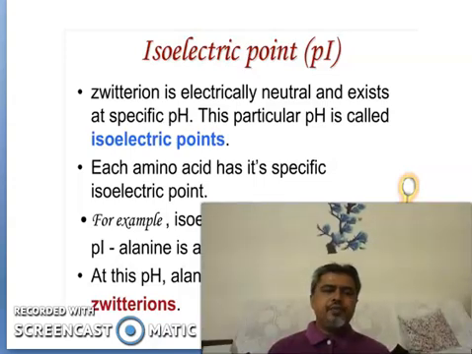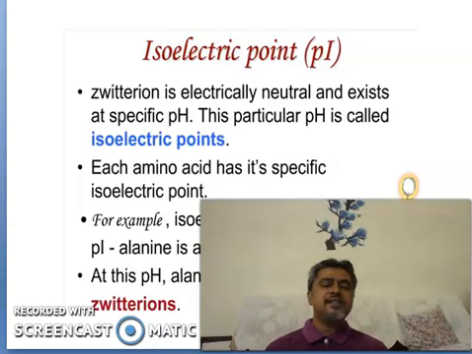Now, the isoelectric point. A zwitterion is electrically neutral and exists at a specific pH. Each amino acid has its own specific isoelectric point. For example, the isoelectric point of alanine is at pH 6.02. At this pH, alanine exists as a zwitterion.